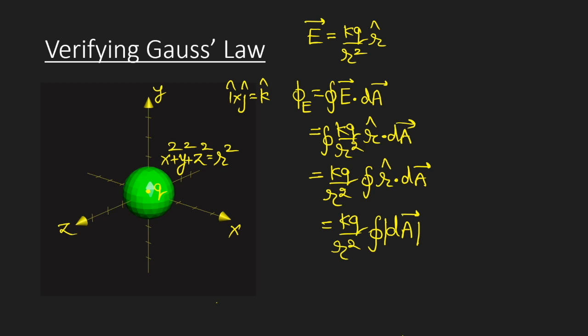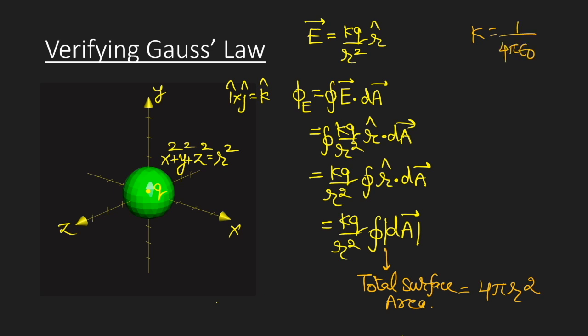And this integral on the right is nothing but the total surface area. So if we write it as 4 pi r square and we just plug it in and rewrite k is equal to 1 over 4 pi epsilon naught, we can see that phi e, electric flux, is indeed equal to Q, which is the enclosed charge over epsilon naught. So hence we have verified Gauss's law.